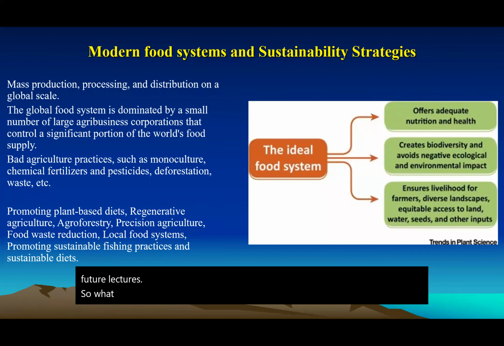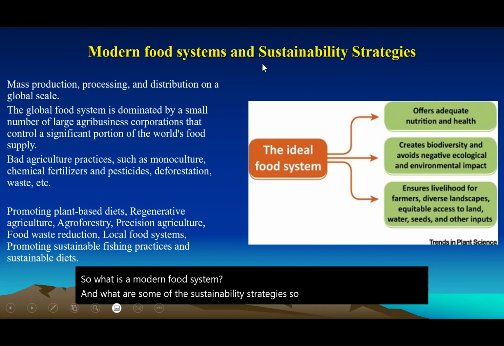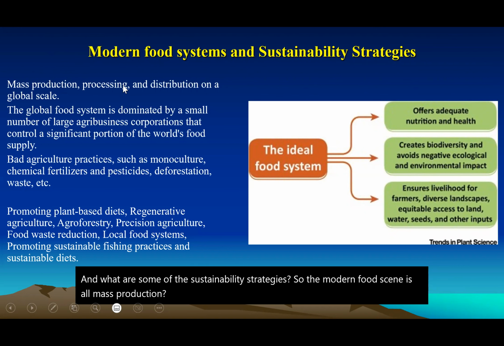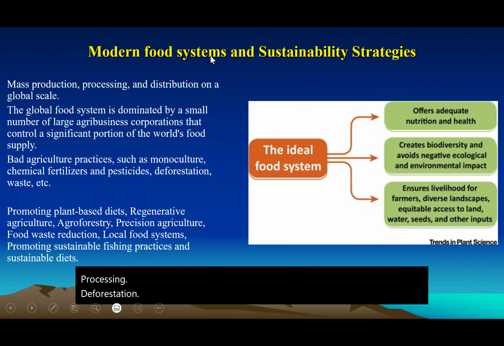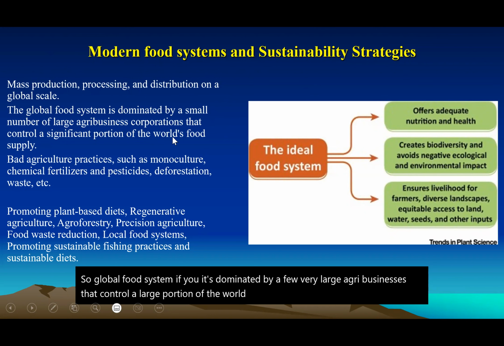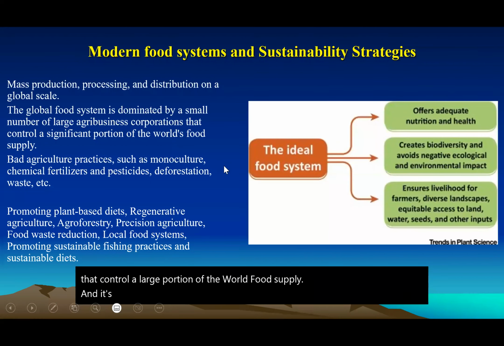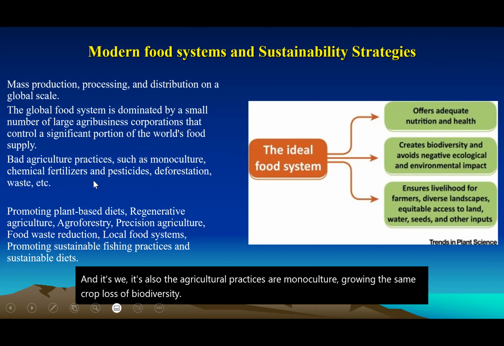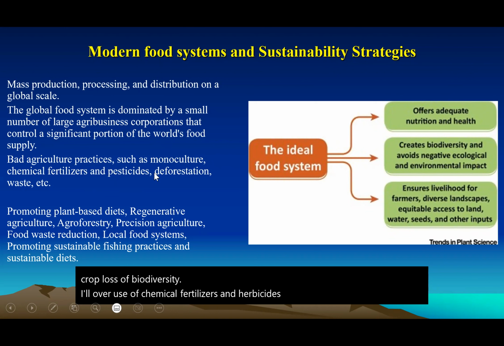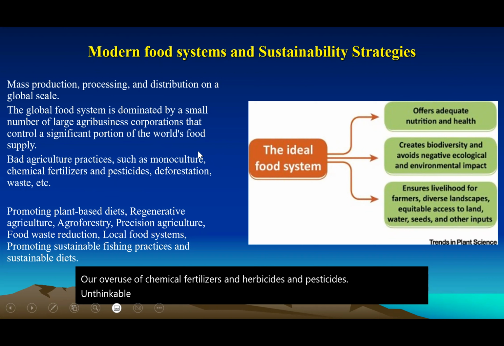So what is a modern food system and what are some of the sustainability strategies? So the modern food scene is all mass production, processing, deforestation. The global food system is dominated by a few very large agribusinesses that control a large portion of the world food supply. And the agricultural practices are monoculture, growing the same crop, loss of biodiversity, overuse of chemical fertilizers and herbicides and pesticides, unthinkable deforestation. We have the highest extinction rates of animals in the world, accompanied by waste and polluting the world.